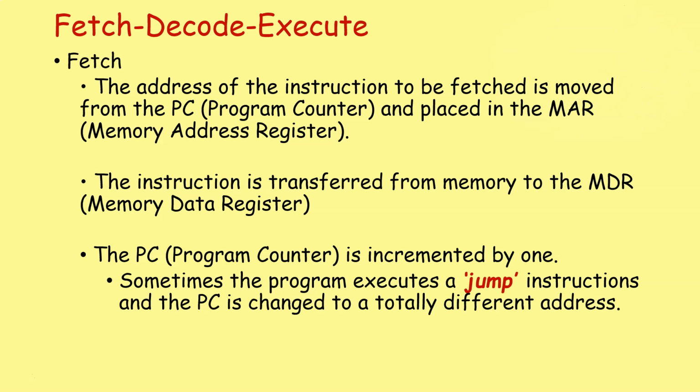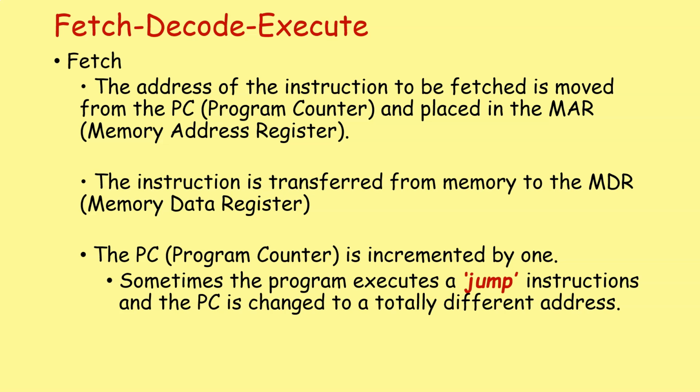The address of the instruction to be fetched is moved from the program counter and placed in the MAR, the memory address register. This instruction is then transferred from RAM to the memory data register. At this stage, the program counter is usually incremented by 1. So remember, the program counter holds the location of the next instruction to be executed.